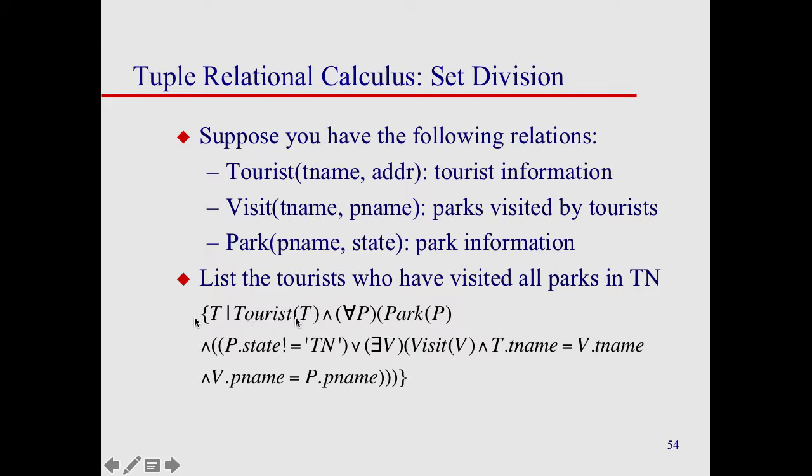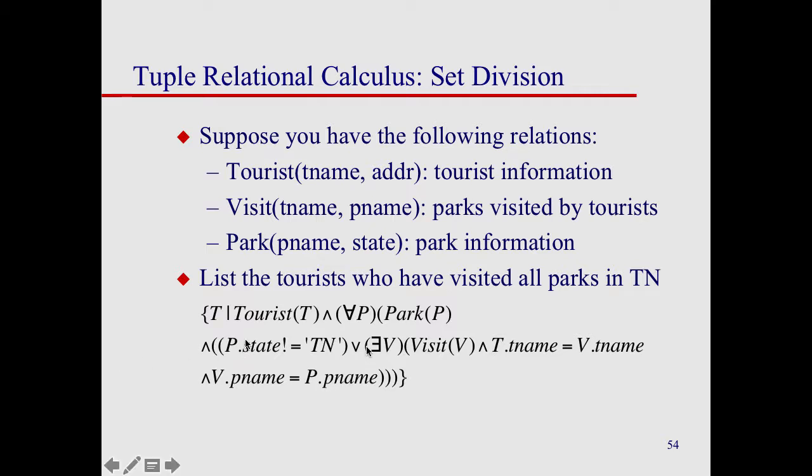So the way I say that is T is my free variable. It ranges over the tourists. And for all parks, P is going to range over park, and we have one of two things. Either the state of the park is not equal to Tennessee, i.e., any park not in Tennessee I don't care about. So if the park is not in Tennessee, then the predicate is true. So if the tourist visited a park in Wyoming, the proposition is true because the state is not Tennessee.